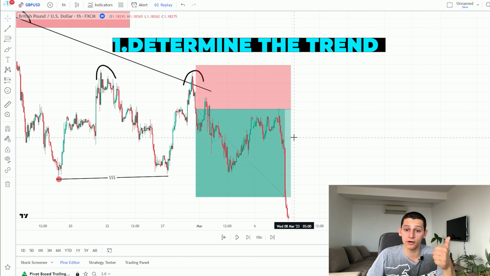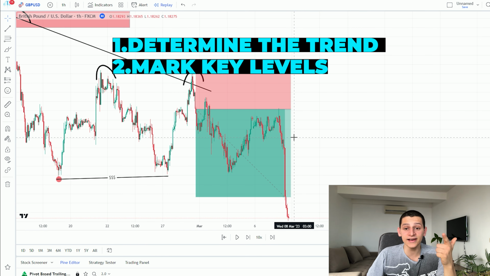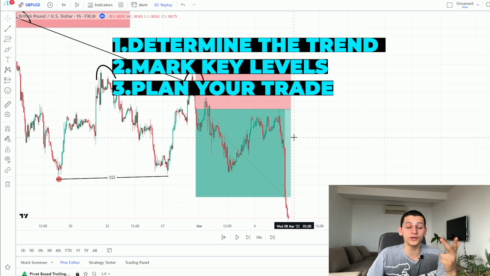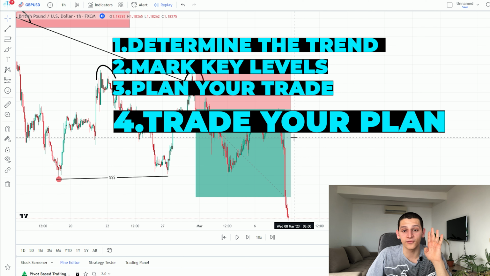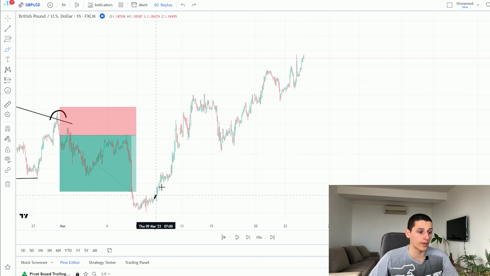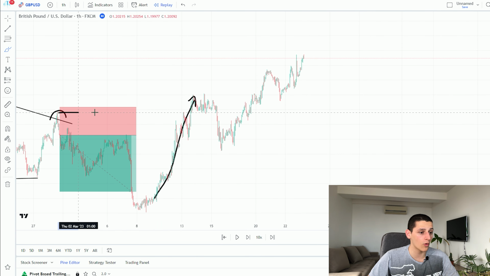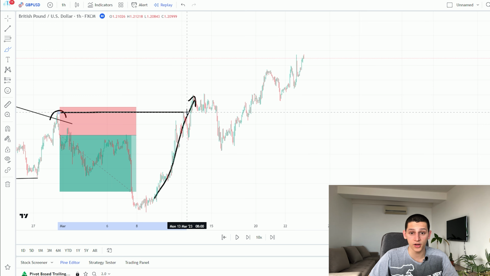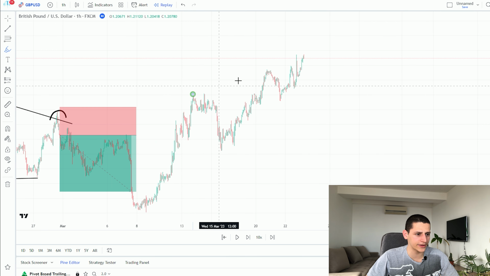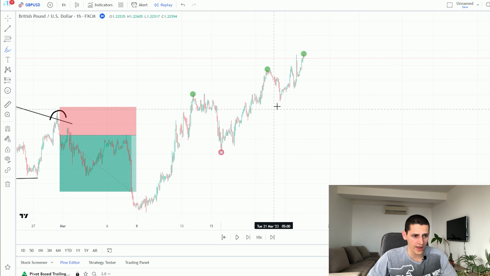First we determined our trend, then we marked the key levels. We planned where our entry should be from and finally just traded the movement. These are the 4 steps from start to finish to be profitable while trading forex. We keep going ahead. The price has already passed the last lower high, meaning the trend reversal is already a fact. Consistently making higher highs and higher lows.